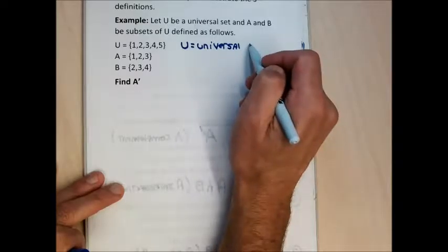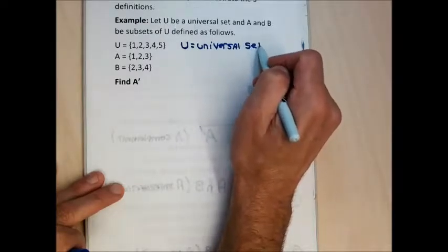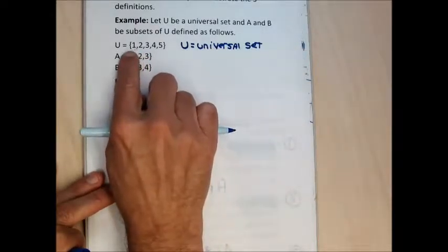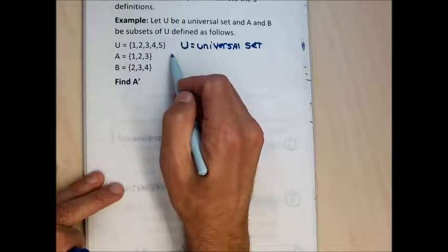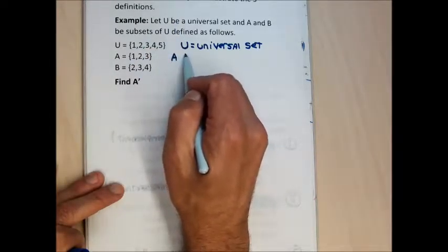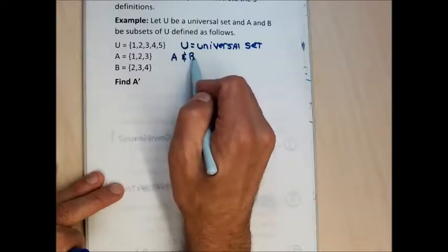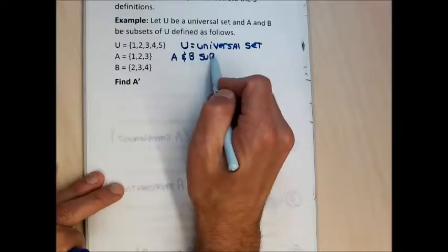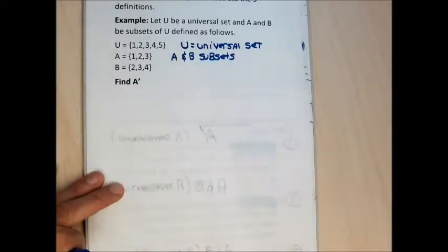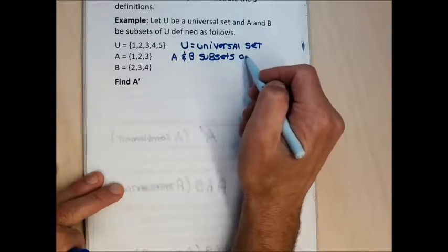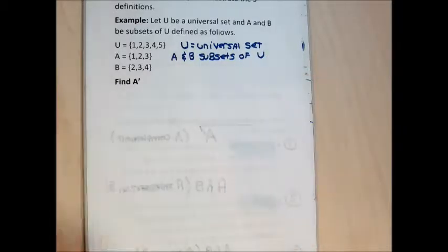for this particular example. So for this example, the only numbers I'm going to consider are the numbers 1, 2, 3, 4, and 5. Set A and set B are subsets of this universal set. They're actually proper subsets because they don't equal the set.